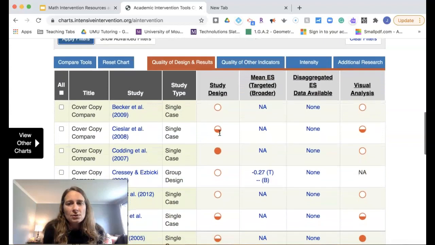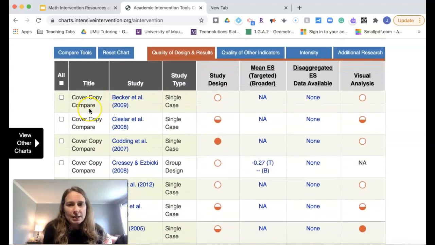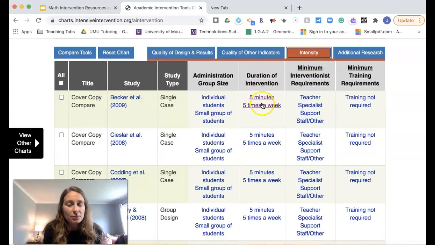And it'll tell you about different strategies or different research that goes with it. It will talk about the intensity of that program. How often should it be done? Do you need training? Who can do it?